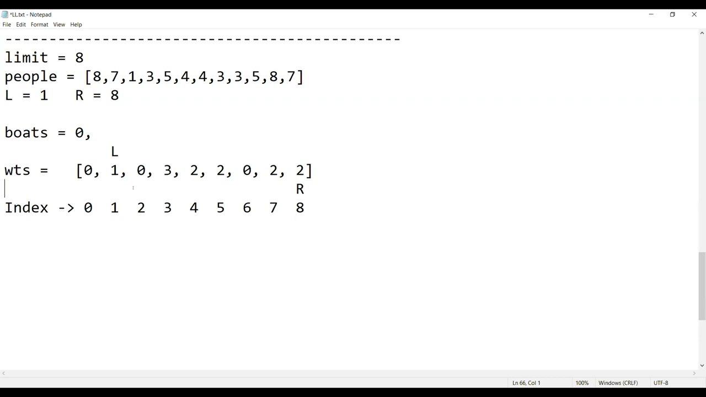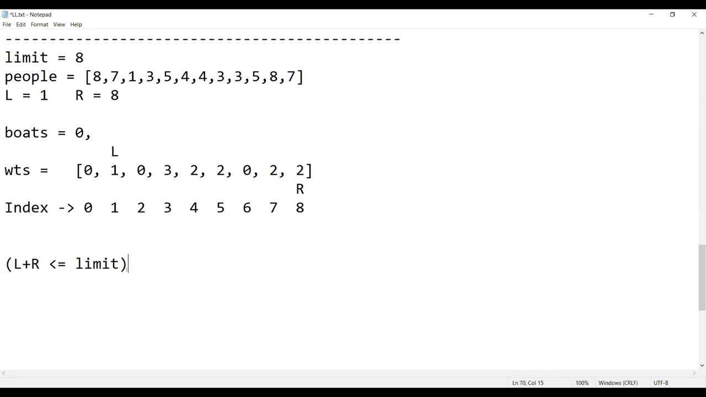So in this case, I start with L and R first. So the first thing is if L plus R is less than or equal to limit. In this condition, L's value is 1 and R value is 8. So if I add 1 plus 8, which is 9, it is not in this range, right? It is bigger than this range.